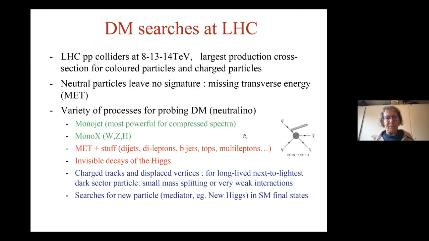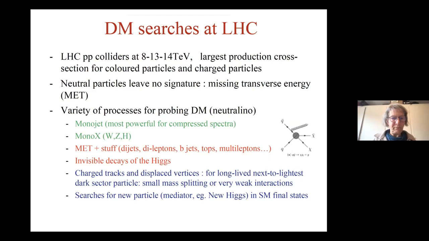There are, of course, many other signatures for supersymmetry with a sign for dark matter as missing transverse energy. For example, you produce some new colored particle, it decays and it leads to missing transverse energy plus dijets, dileptons, b-jets, stops, multileptons, etc. The other possibility to look for dark matter at the LHC is through the invisible decays of the Higgs. Of course, this is relevant only if the mass of dark matter is less than half the mass of the Higgs.